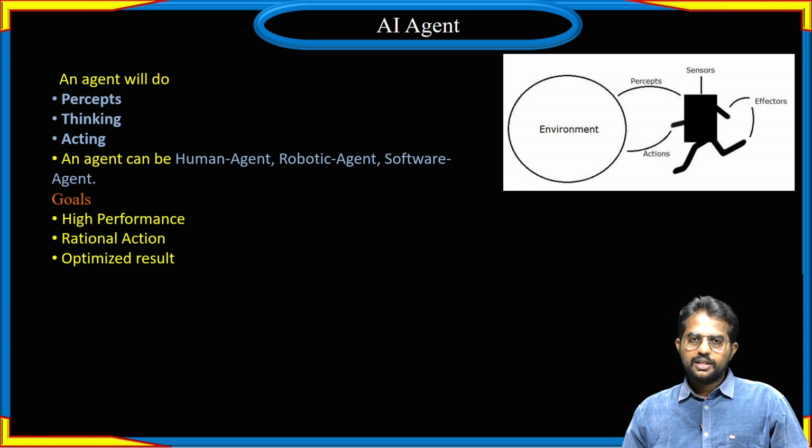Whatever the agent is doing, taking some action or thinking, based on it, it will come to a decision. Based on the decision we are taking, we will act. My decision has to be very much correct so that I can take a correct action. So rational action is nothing but the correct, right action and optimized result. By performing the right action, the result I want to get, the solution for the problem, should be optimal. That means I need to get the best result.